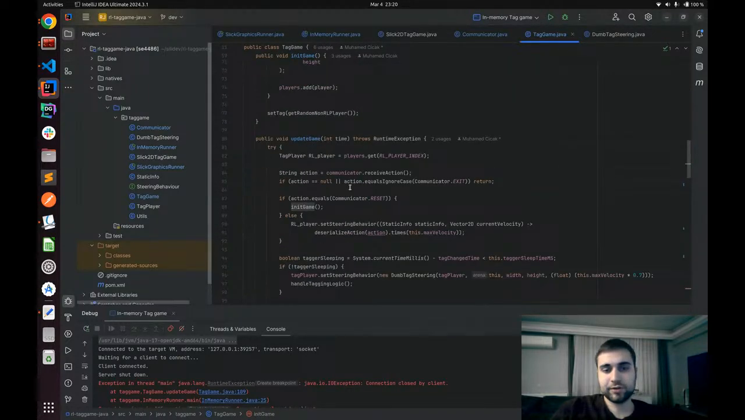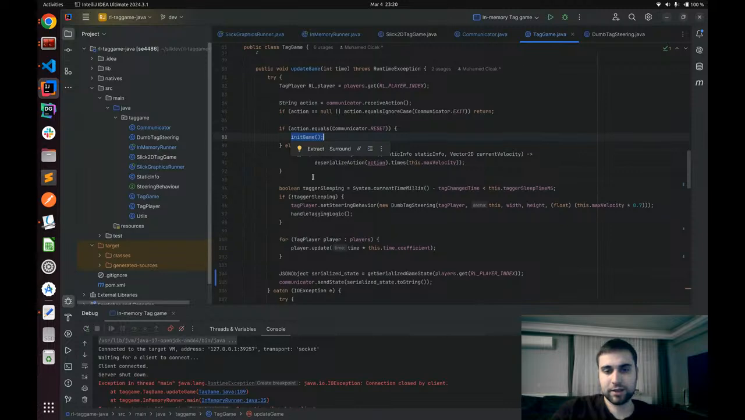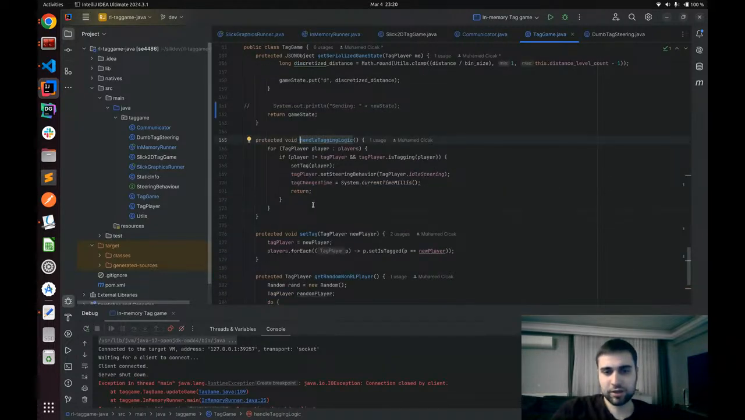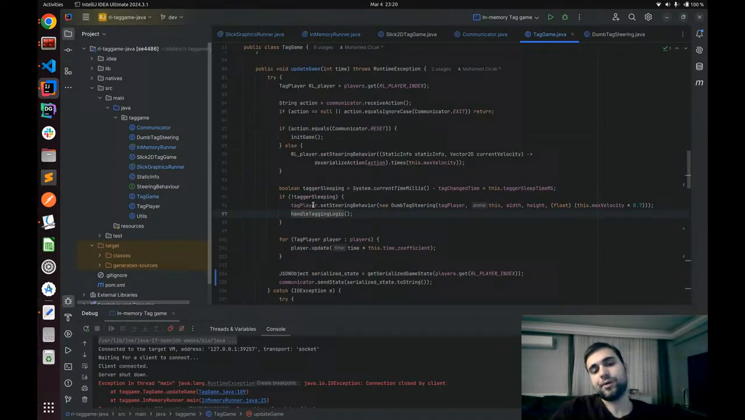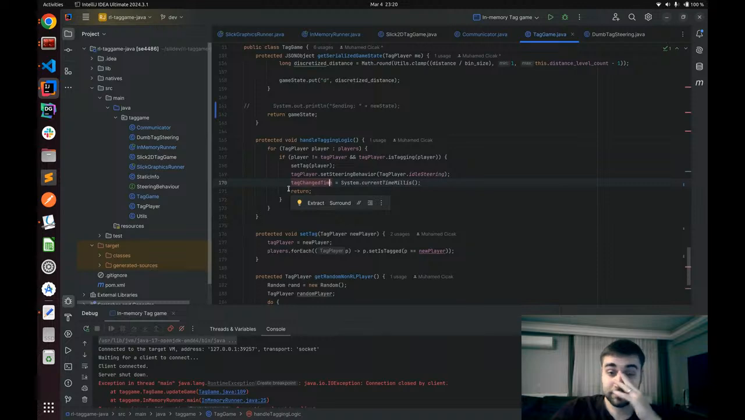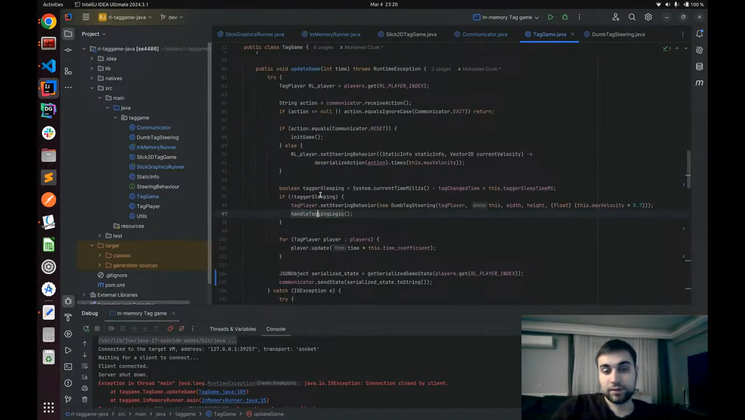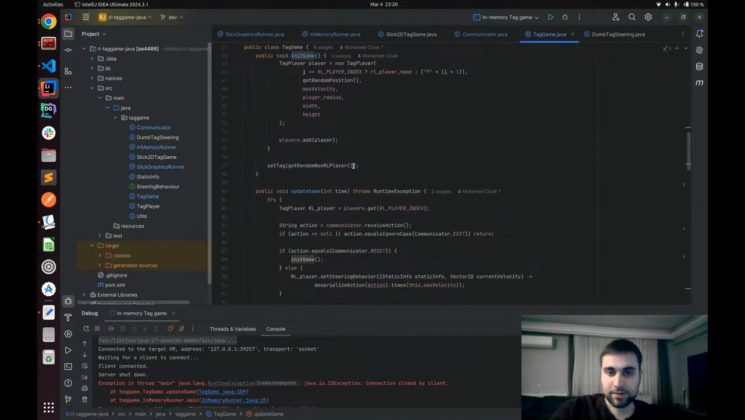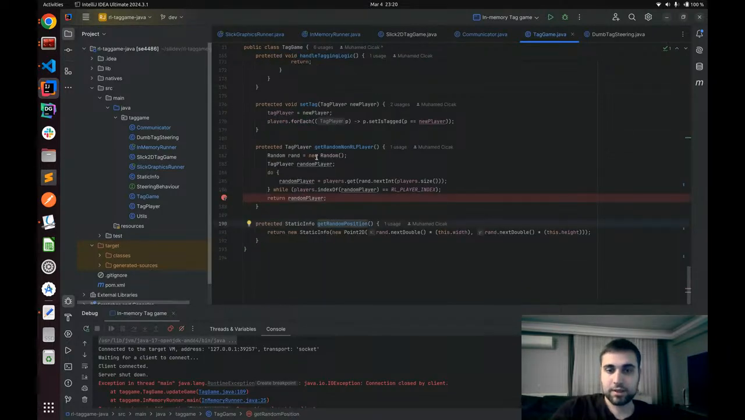I mean, you would assume that after initialize game, handle tagging logic. Oh, oh, I see. Fuck. Okay, I see. It just so happens that they're spawned exactly on the same spot, which happens rarely, but yeah, I see.